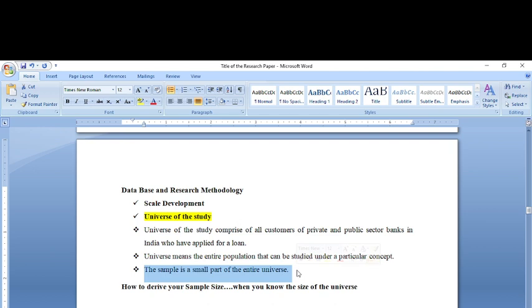So for the time being, this was the meaning of the universe that you need to mention in your database and research methodology. I think this would have been helpful for you.